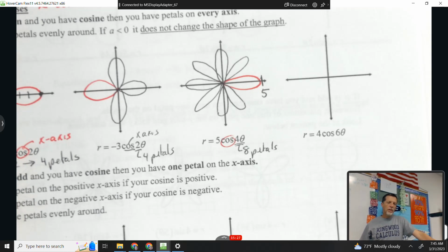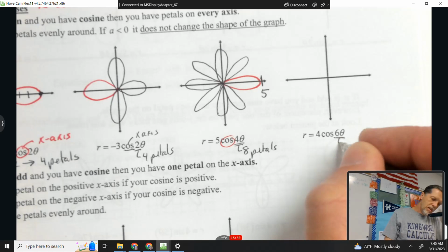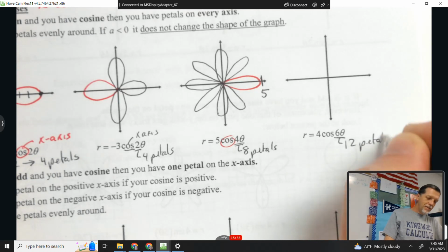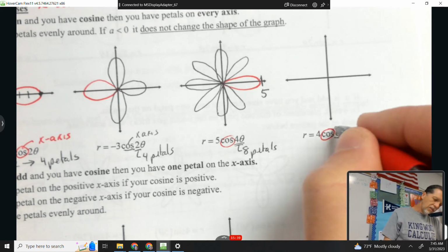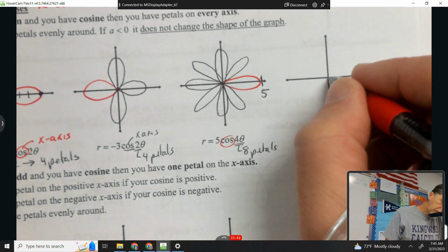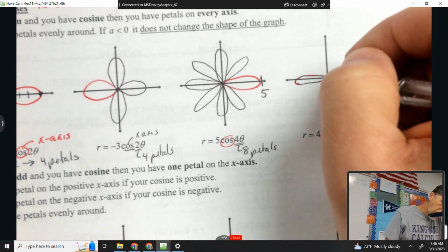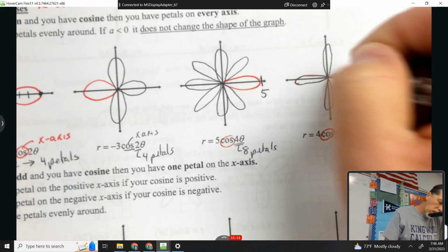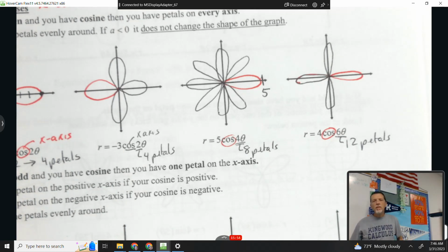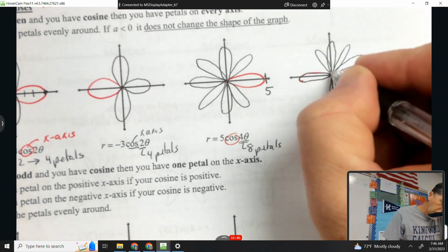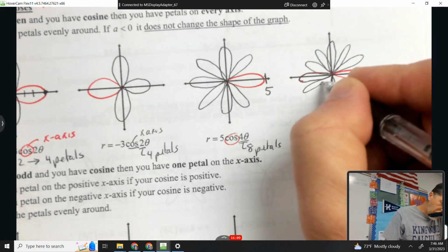How many petals is this next one going to have? 12, yes. Cosine, so we'll start with one on the x-axis. Okay, so there's my first 4. So I sort of need 3 per quadrant. So I need to squeeze 2 more in between each of the 2 I already have. So again, it's a little bit of an artistic challenge here.